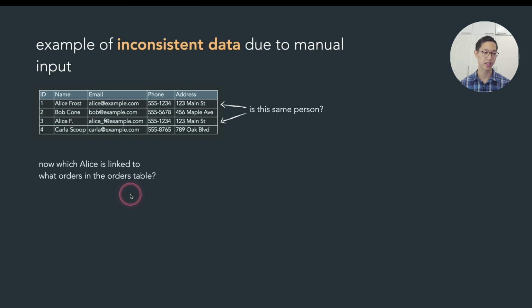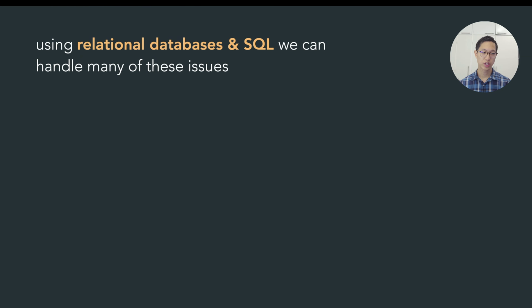Now, which is linked to what orders in the orders table? Using relational databases and SQL, we can handle many of these issues. SQL is a structured query language, and the database is a relational database. There are also non-relational databases, such as a document database, vector database, etc. And NoSQL, but here we have relational databases and SQL. They follow something called the relational model that will come back later on as well.